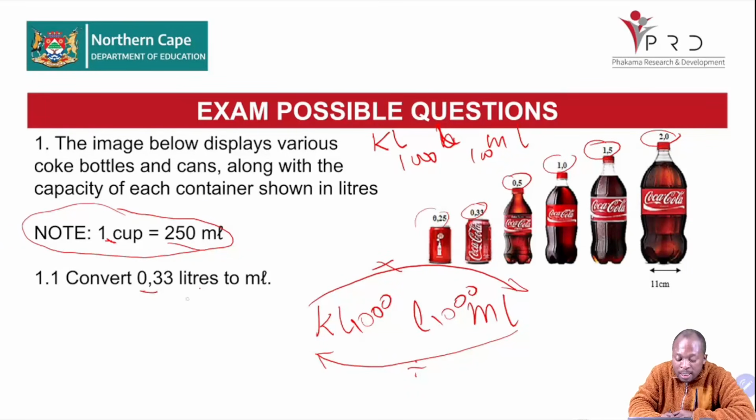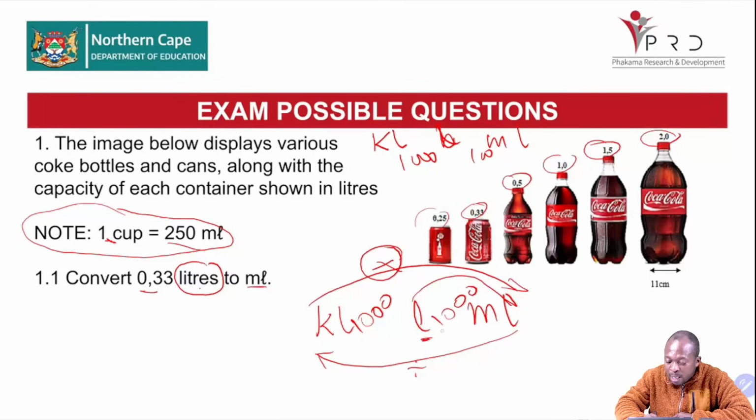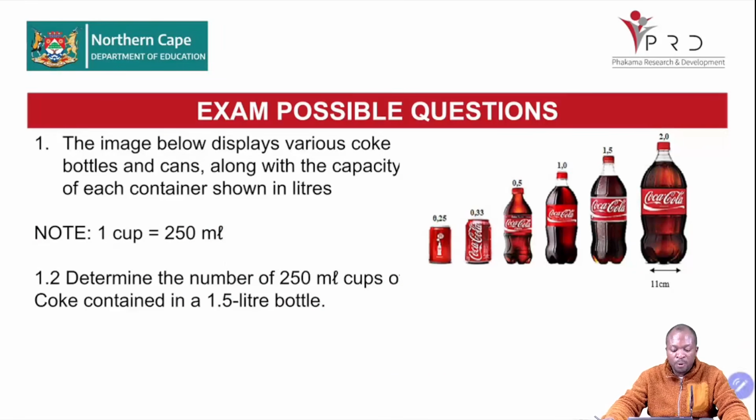So look at it. They're saying you must move from where? Liters, you are going to milliliters. So it means you are here, you are going to your right side. Right? From liters to milliliters. So it means you are going to multiply. Multiply what by what value? 1,000. So when you have this conversion factor there, it makes life a little bit easier for you. Let's look at the next question then.